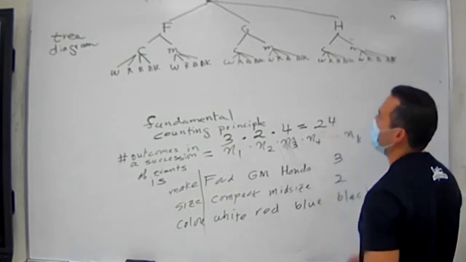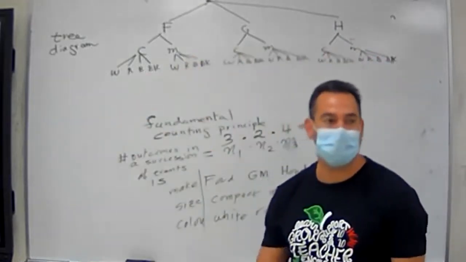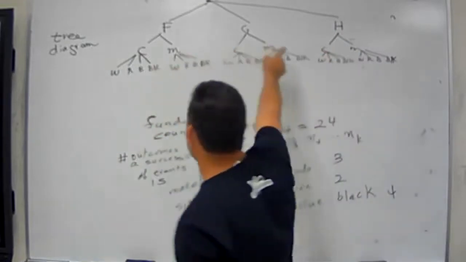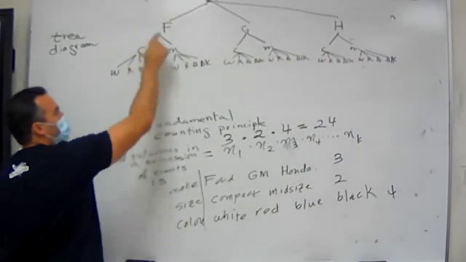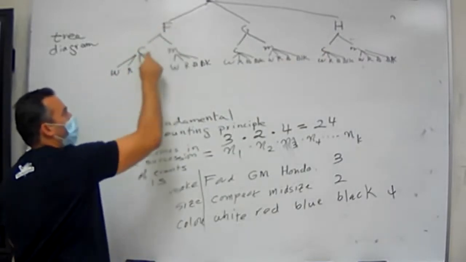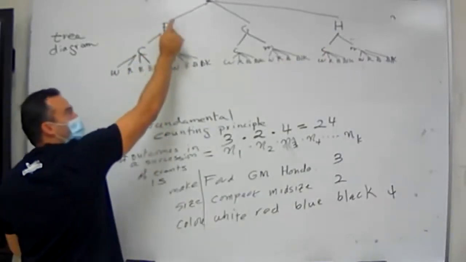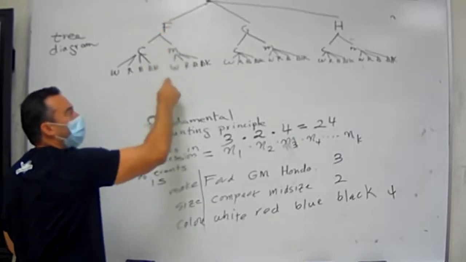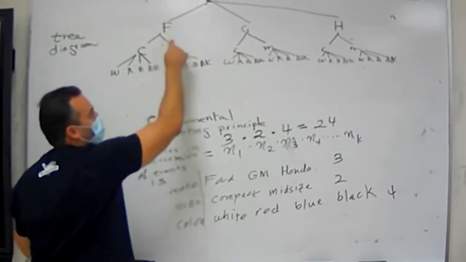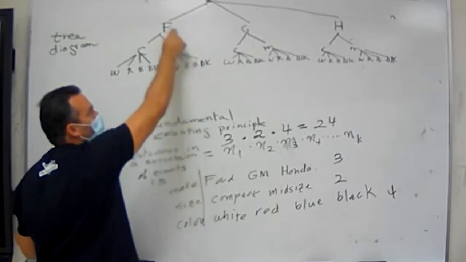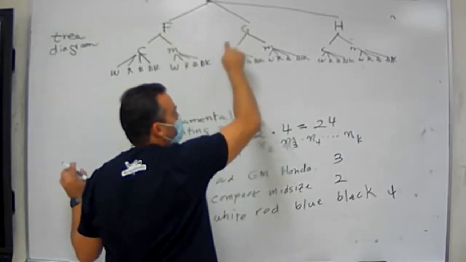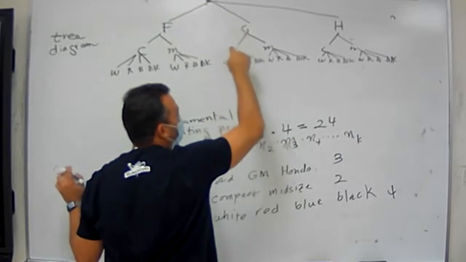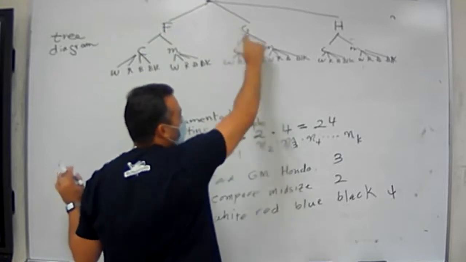Guess what you just did? You just did your sample space using a tree diagram. Ford compact white, Ford compact red, Ford compact blue, Ford compact black, Ford midsize white, Ford midsize red, Ford midsize blue, Ford midsize black, GM compact white, GM compact red, GM compact blue, GM compact black. You see it?